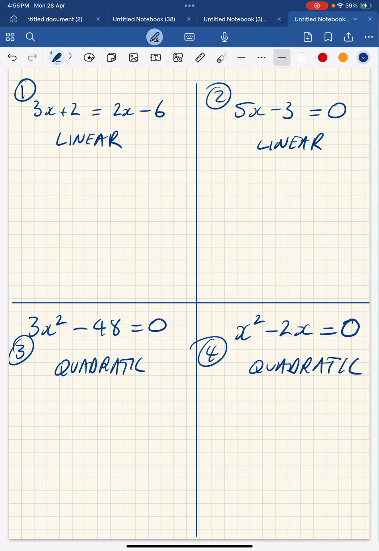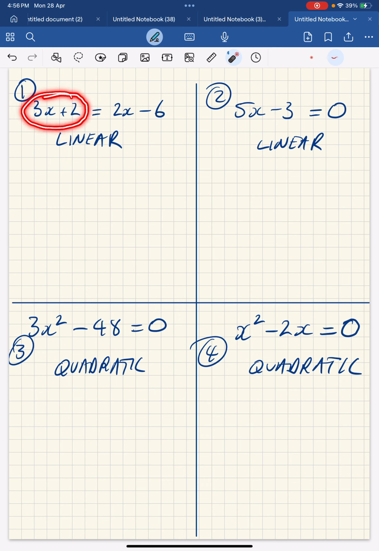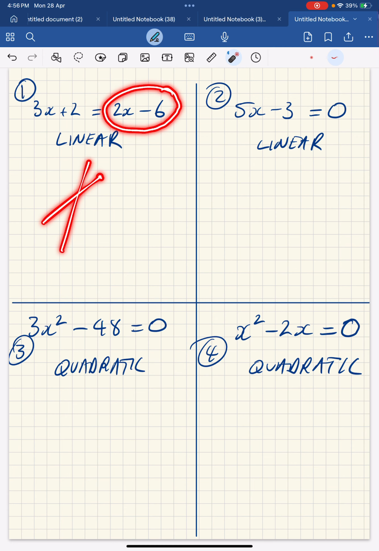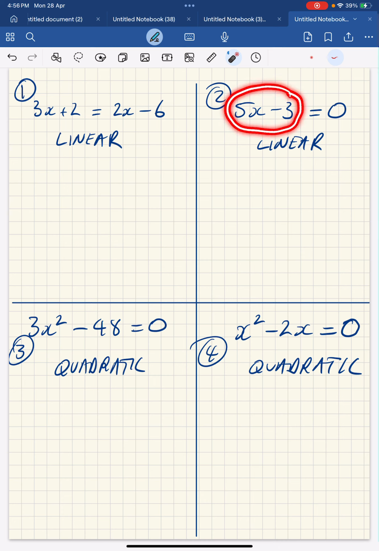Now this one's called the linear equation because if you think about it, if I draw a graph of 3x plus 2, I'll get a straight line, right? If I draw a graph of 2x minus 6, I'll get another straight line. And we practiced solving these by using a graphical method. So that's why they're linear equations, because it's just x to the power of 1, and here's another linear. So can you imagine drawing a graph of 5x minus 3?